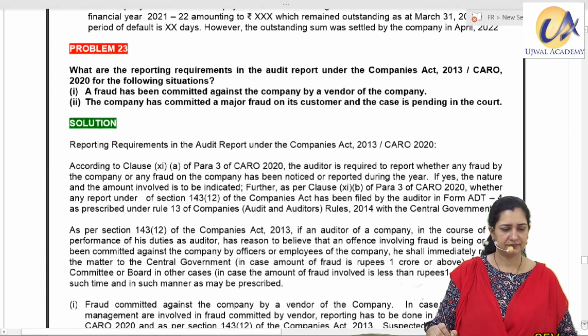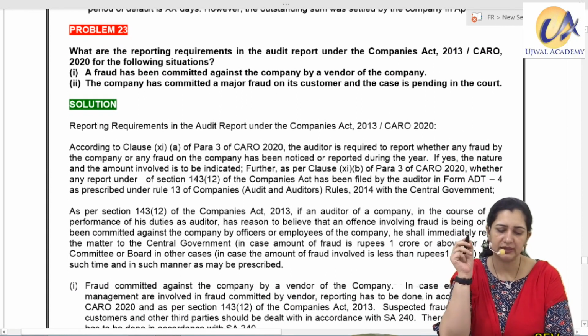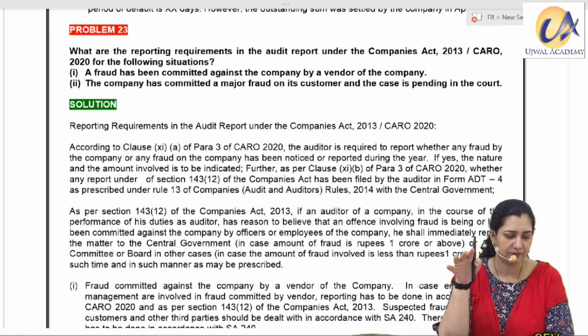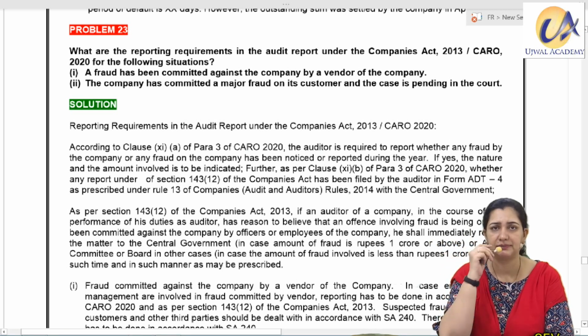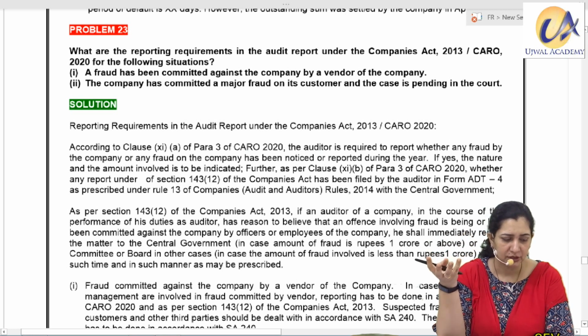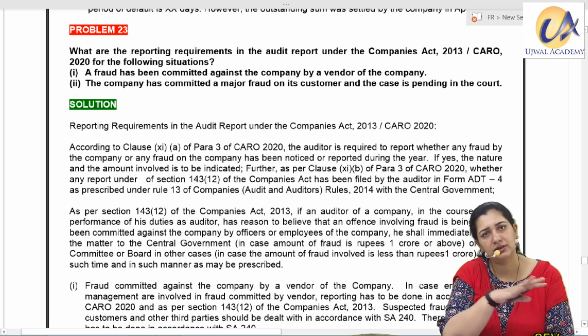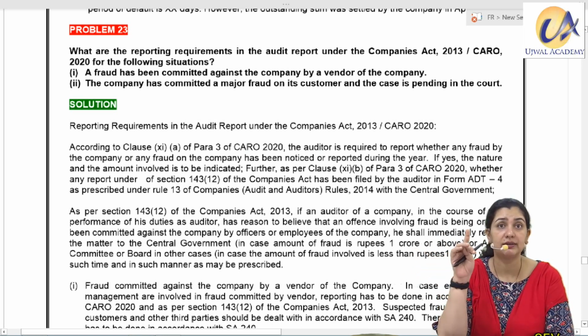23. What are the reporting requirements in audit report under CARO? Under Companies Act and CARO. Fraud has been committed against the company by a vendor of the company. So vendor, some seller of the company has committed a fraud, or the company has committed a major fraud on its customer and the case is pending in the court. So clearly this is covered by CARO under the fraud point.